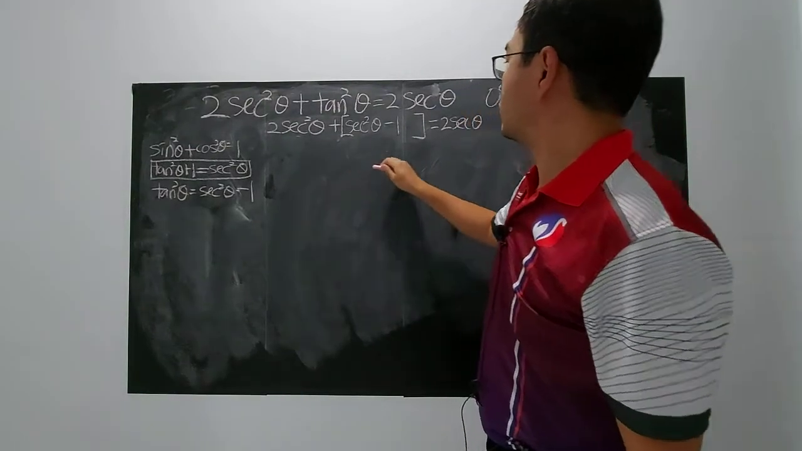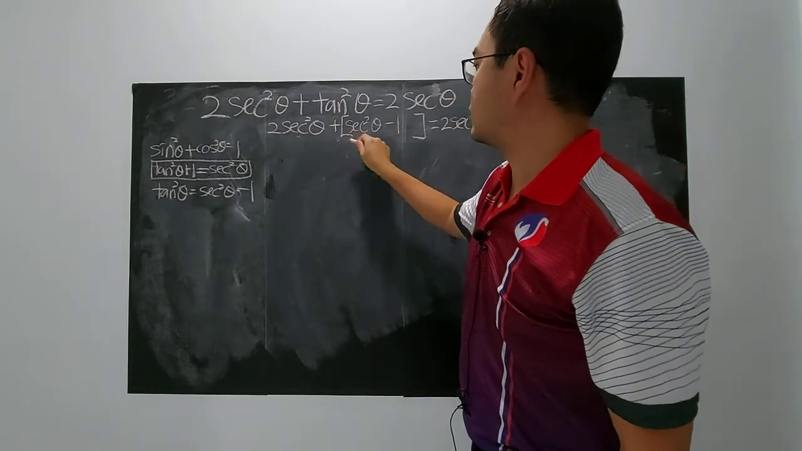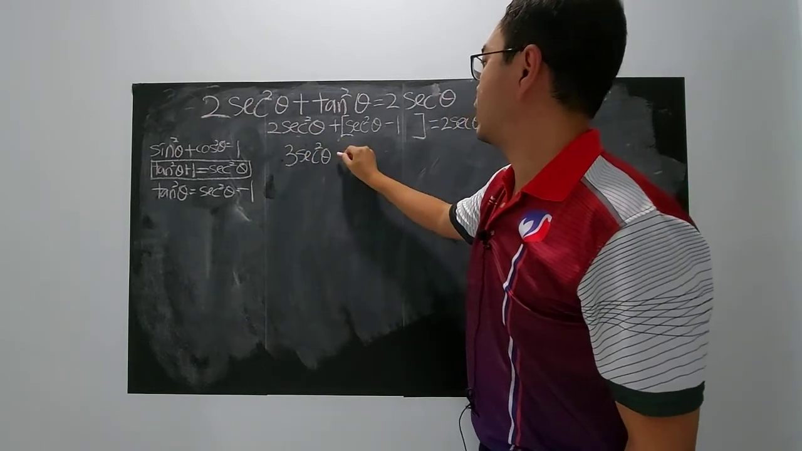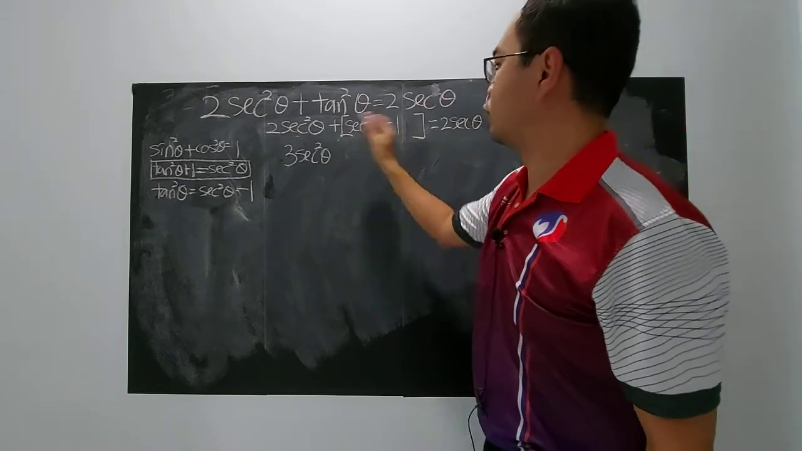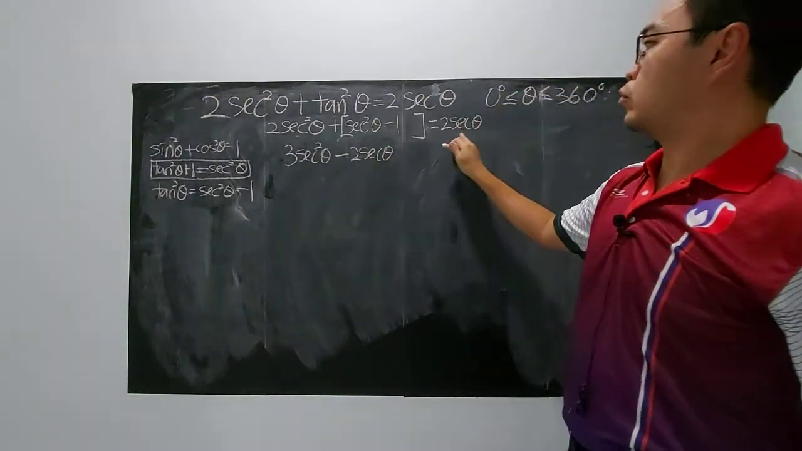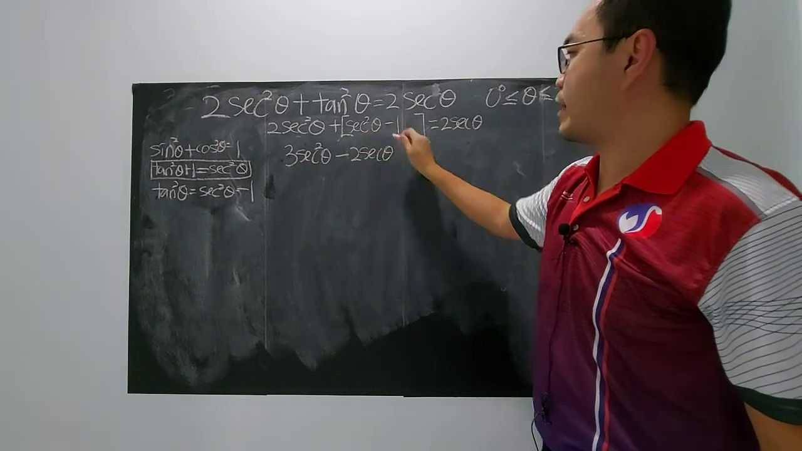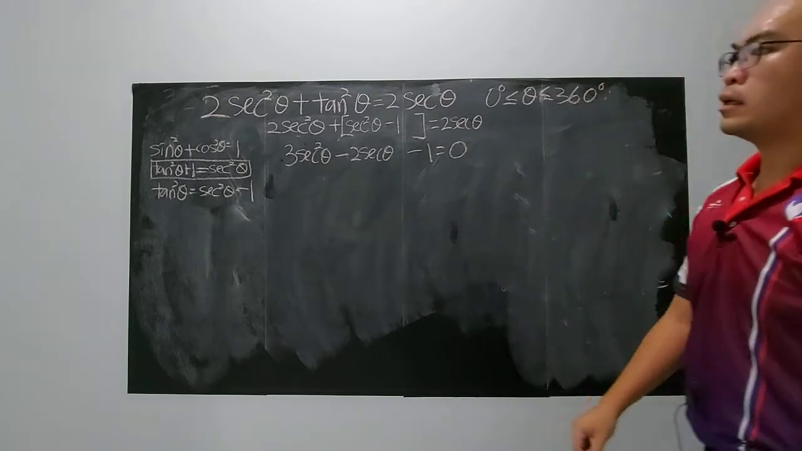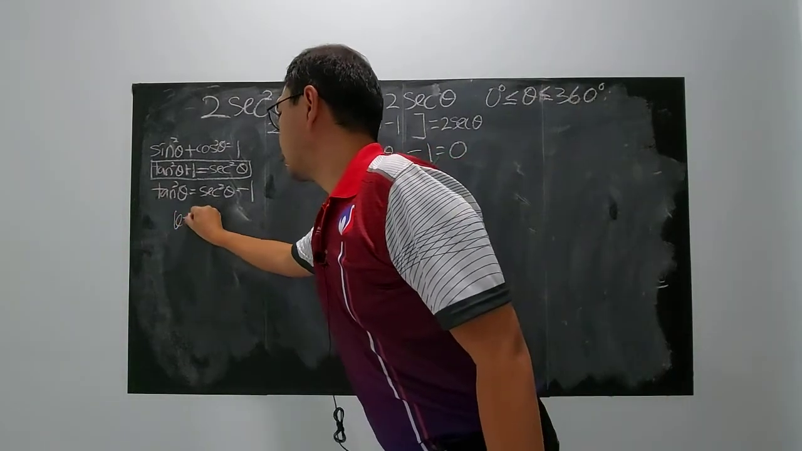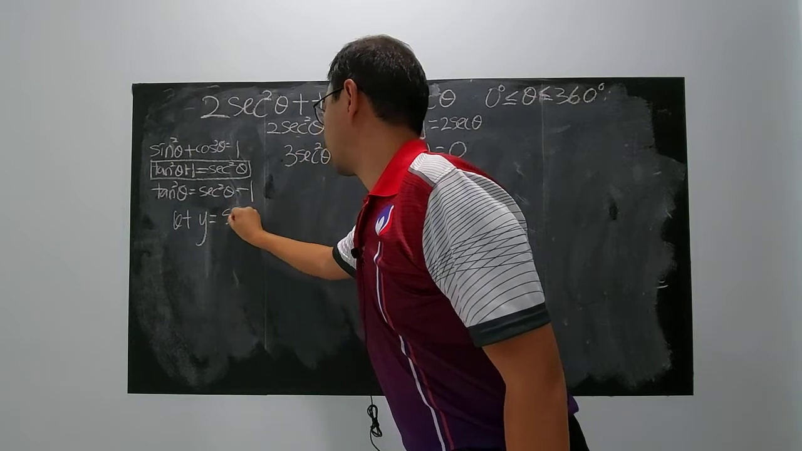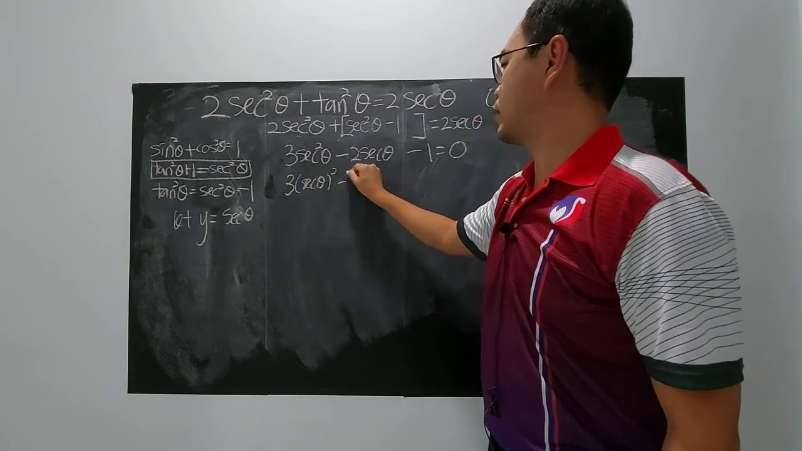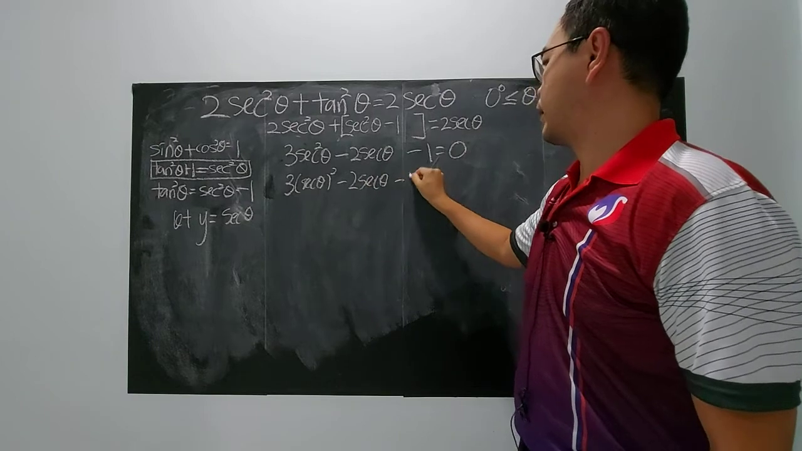So it will be 2 secant square theta plus secant square theta, you will get 3 secant square theta. This 2 secant theta, you move to the other side, you will get minus 2 secant theta. So 3 secant square theta minus 2 secant theta minus 1 equals 0. Now you can see there is another quadratic form. Let y be secant theta.